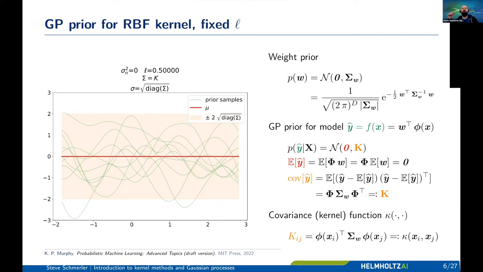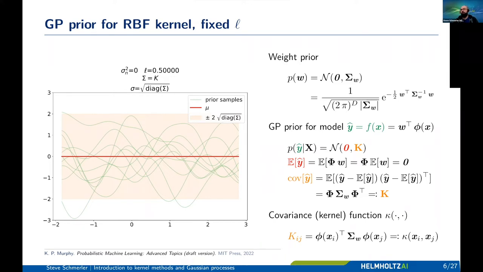These green curves are different samples drawn from this prior distribution over model functions. In this case, these are 10 samples. And if we take an infinite number of samples and we average them, we get this red line, which is the mean, which is zero here in the simplest case, because the weight prior has zero mean. The mean of our average over model functions drawn samples is also zero.